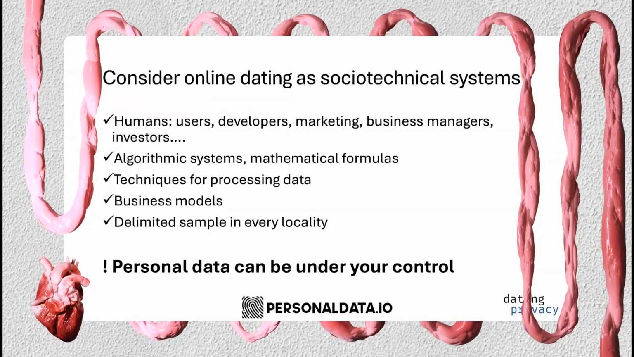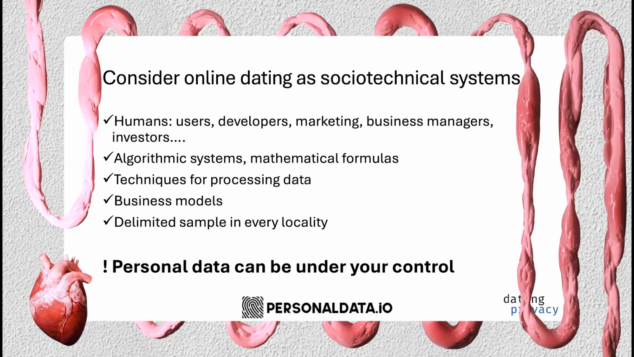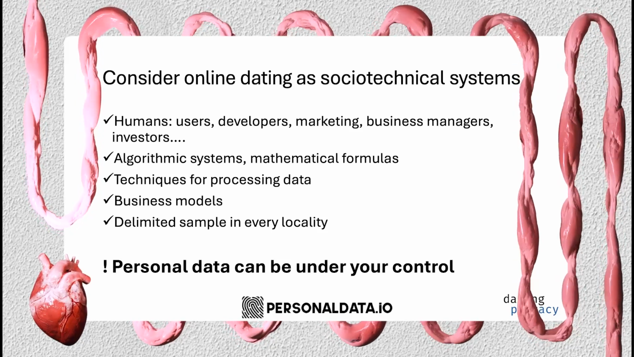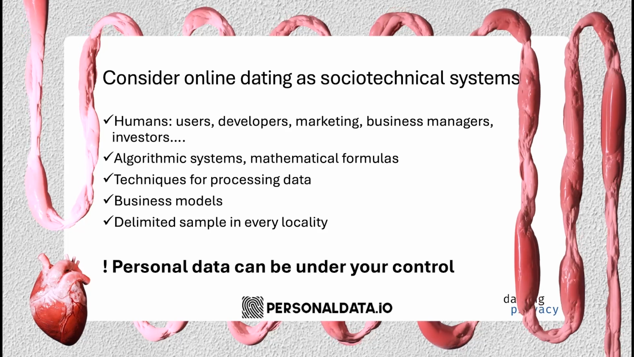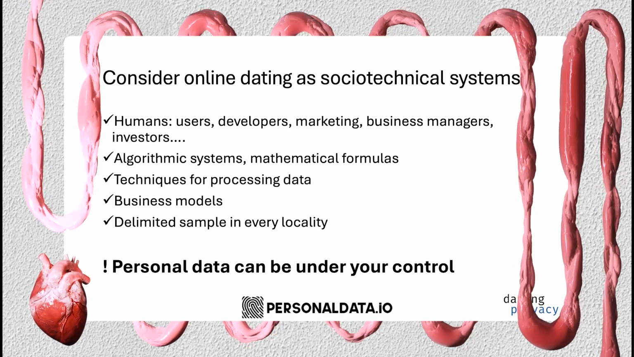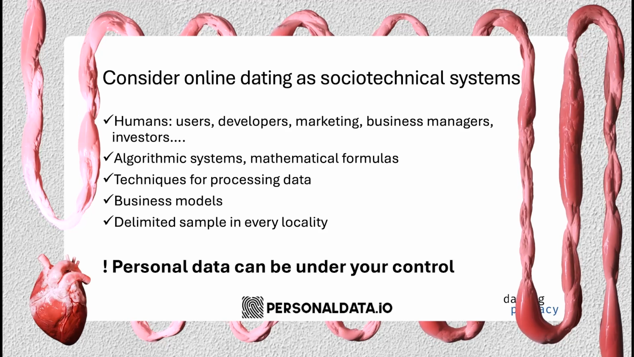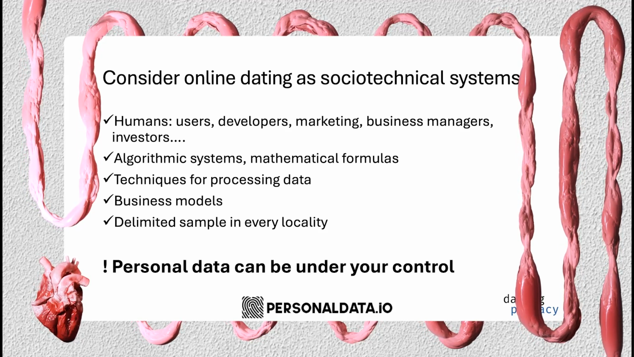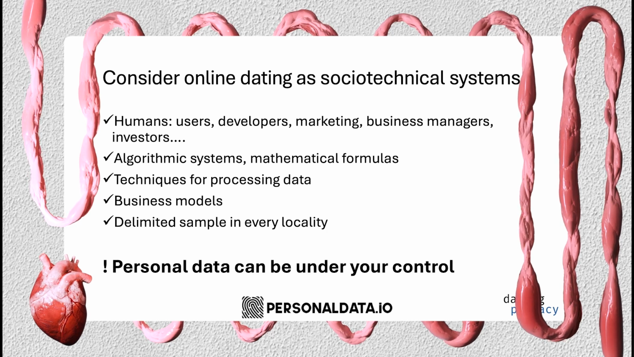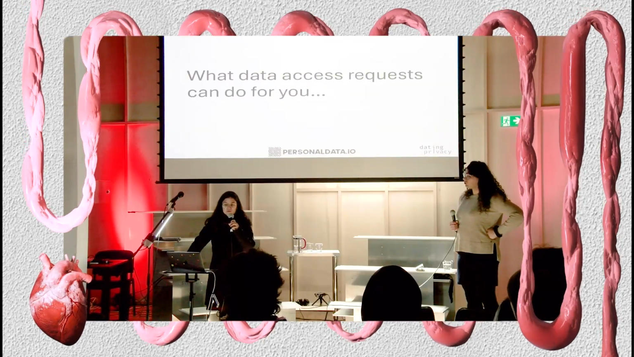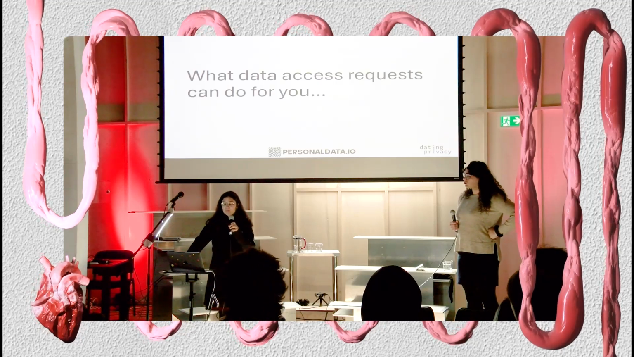We can consider online dating as socio-technical systems. I think it's more accurate. There are humans: users, developers, marketing, business managers, investors. There are systems: mathematical formulas, techniques, business models, and there is a specific sample delimited in your locality. But personal data can be under your control. And we're going to show you what it can do for you.